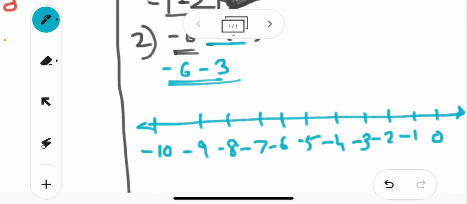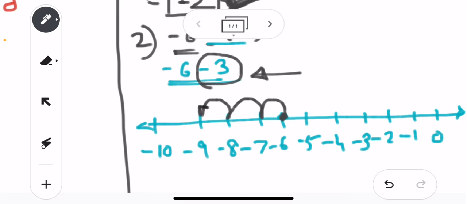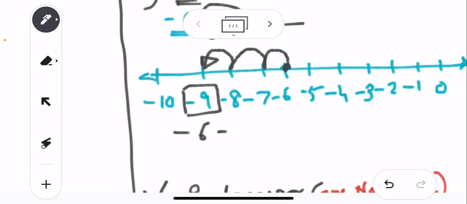Now my first number is minus 6, so I'll start from minus 6 here. And now the next number is minus 3. Minus 3 means I have to go towards the left hand side. So I will jump 1, 2 and 3. So I have jumped 3 times and I got the answer as minus 9. So minus 6 minus 3, my answer is minus 9. So this way you will do the subtraction of integers.